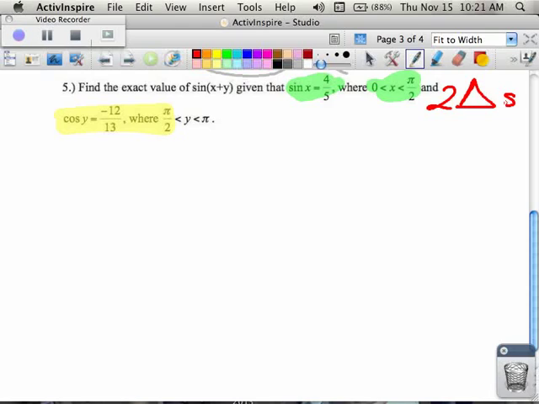Let's talk about the sine triangle first. Do you notice how in the sine triangle they tell you that the sine is 4/5? You guys see that? That means that my sine is positive. The sine is positive in the first quadrant and in the second quadrant. And then the second thing that they tell me is that the x is in between 0 and pi/2, which is right here. So that means that I'm drawing my triangle for the sine in the first quadrant.